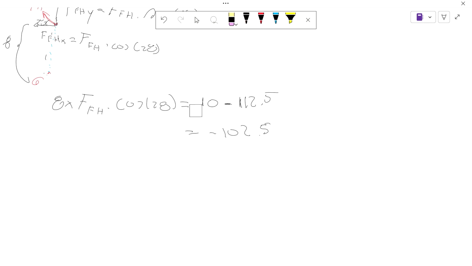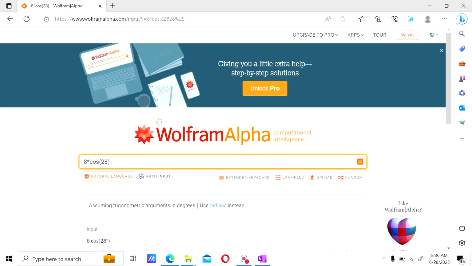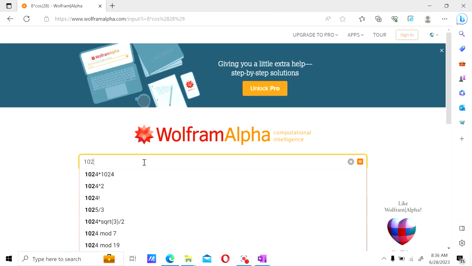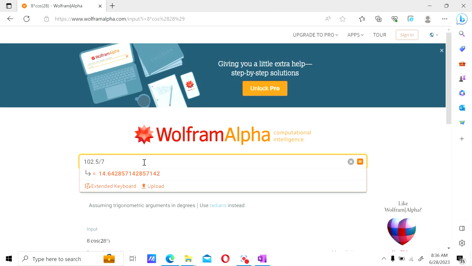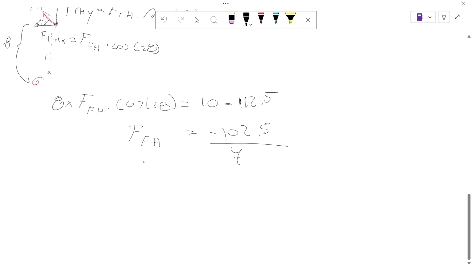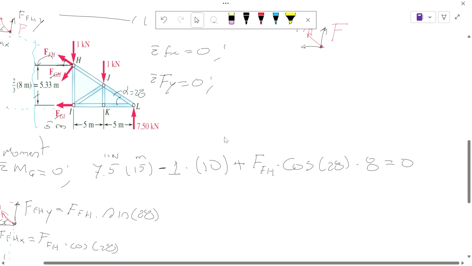Let's do that again. So this is actually F to H is 102.5 divided by 7, which is 14.6. Okay, so that is in kilonewtons. So I want you to notice something.